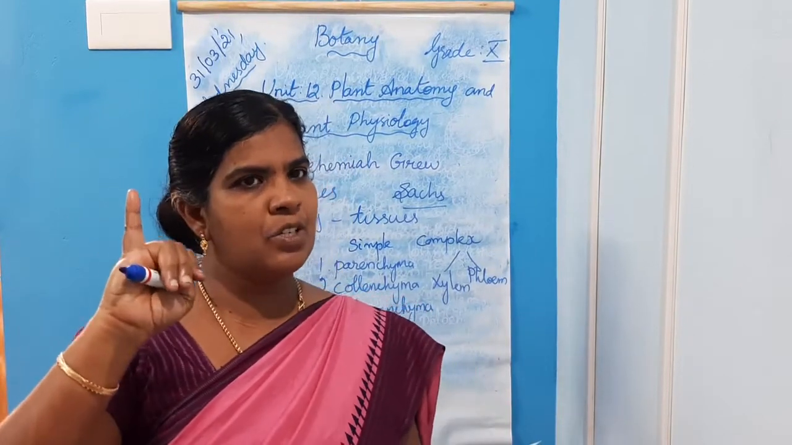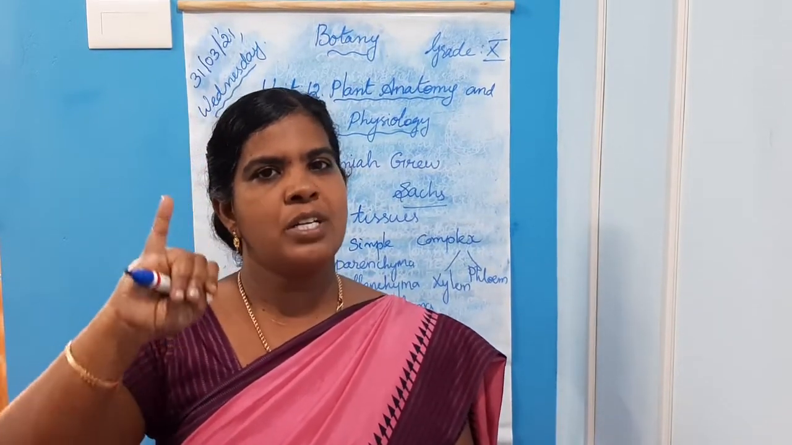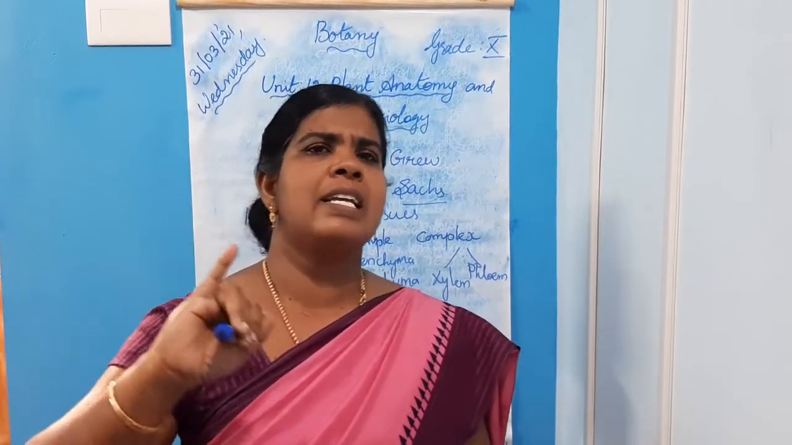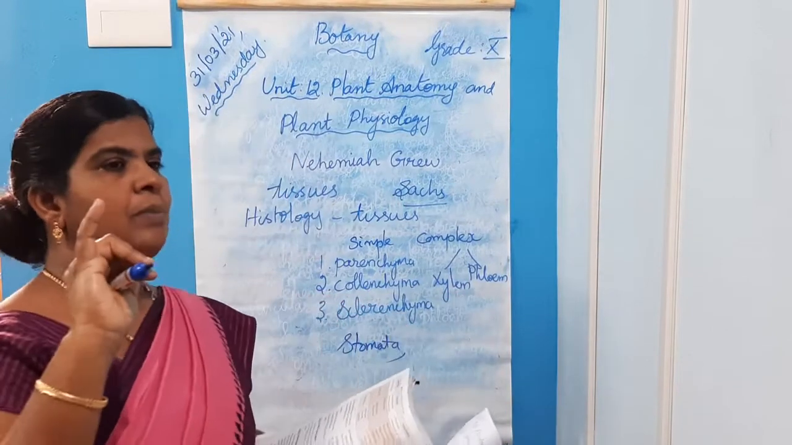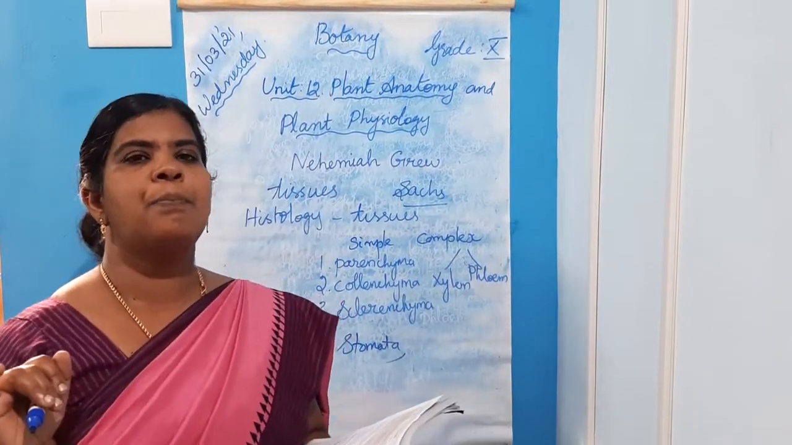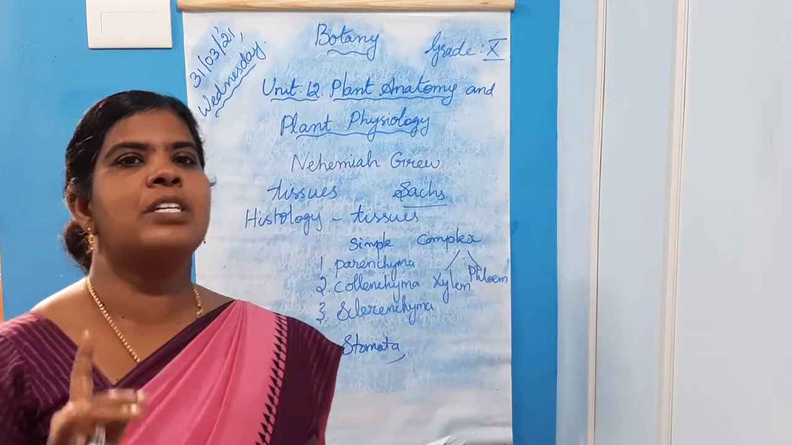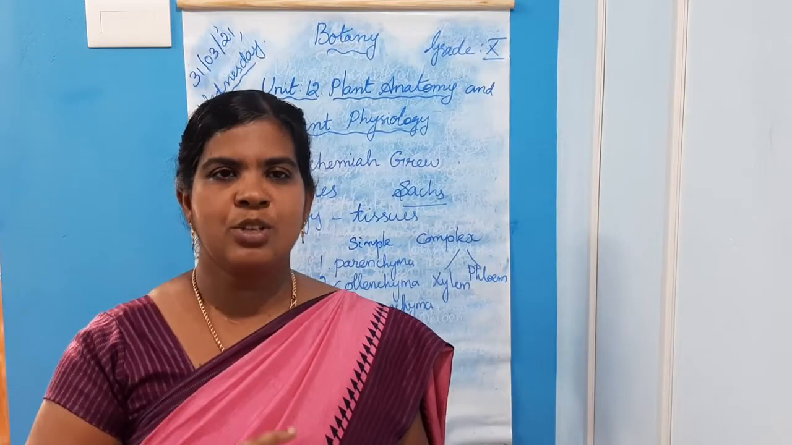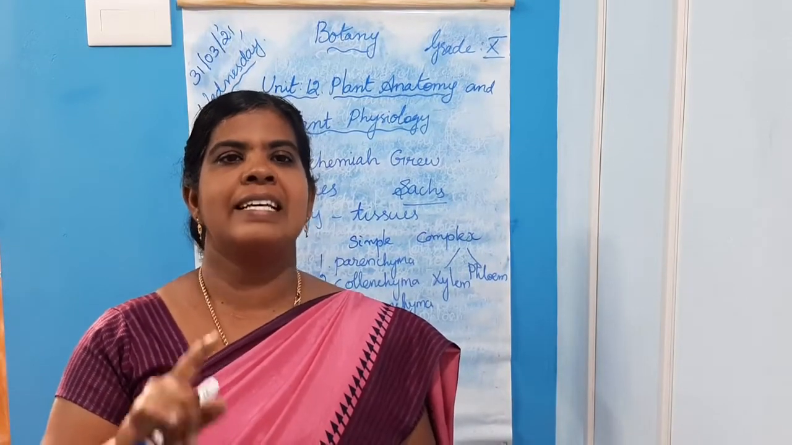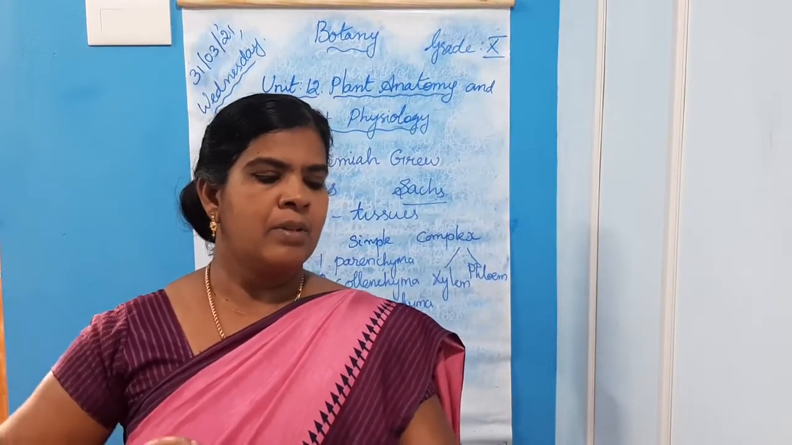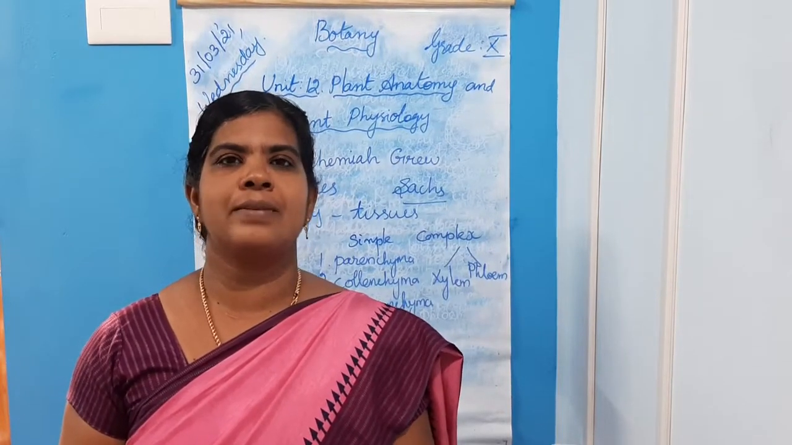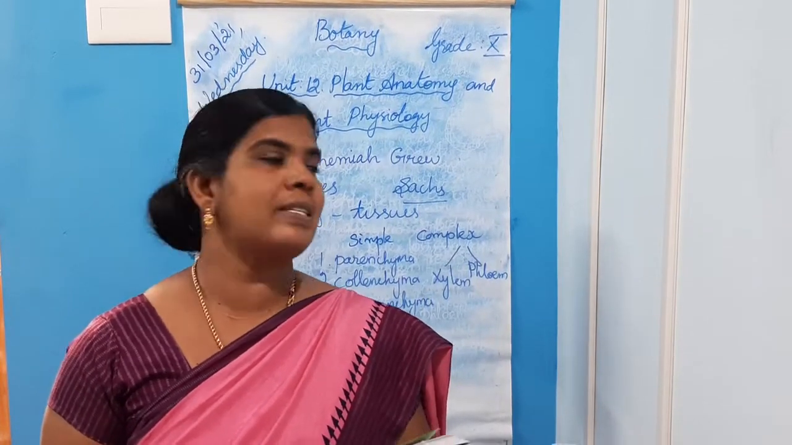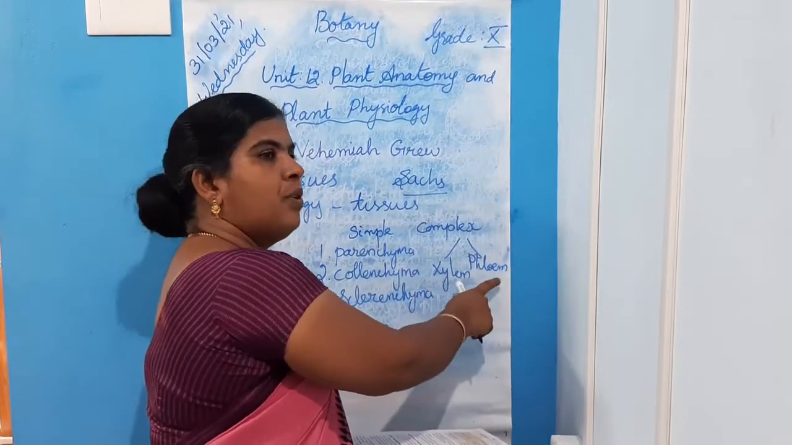First is the epidermal tissue system, that is the outermost layer of the stem. The outermost layer of the root is called epiblema or rhizodermis or piliferous layer. Now, the vascular tissue system. This vascular tissue system consists of the vascular tissues, namely xylem and phloem.